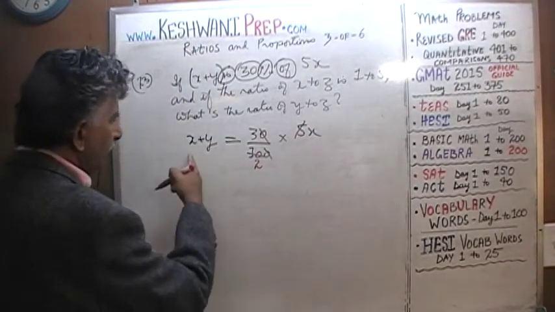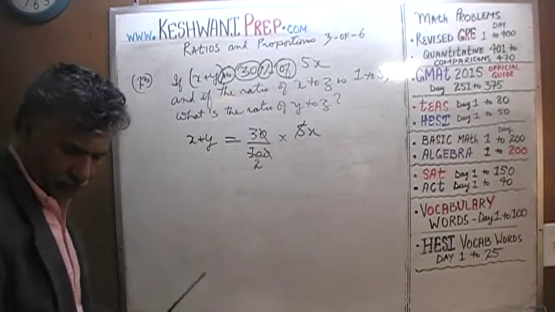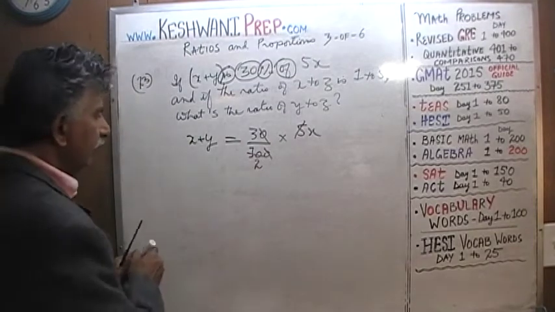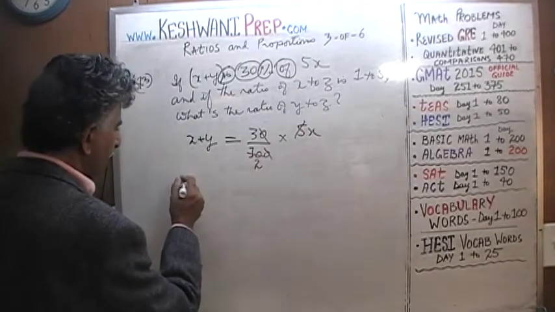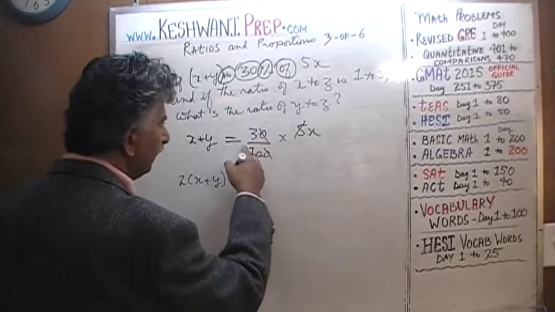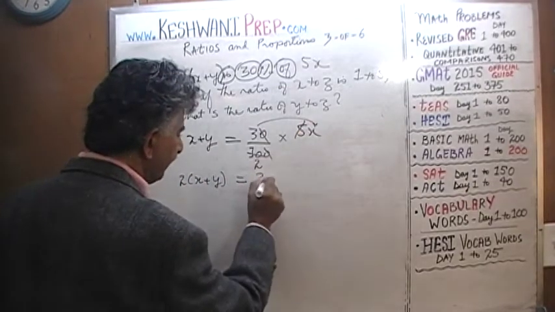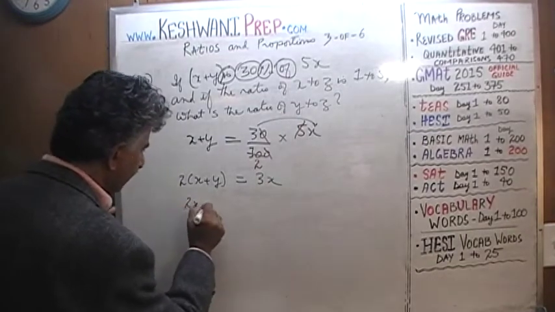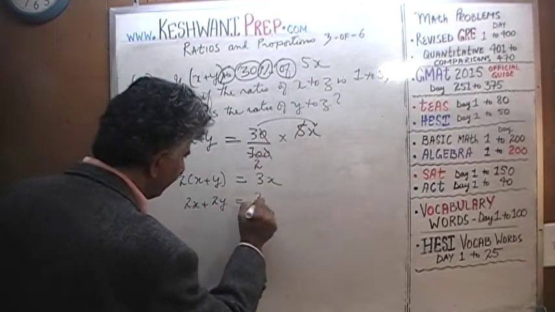So we're going to multiply both sides by 2, so that we can get rid of this 2 here. We can bring this 2 over here. So it's going to be 2 times x plus y equals 3 times x, which is 3x. So we have 2x plus 2y equals 3x.